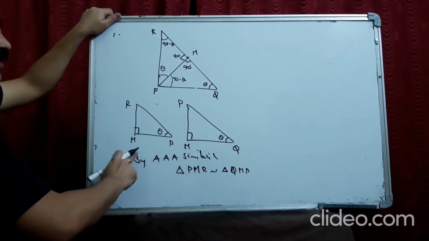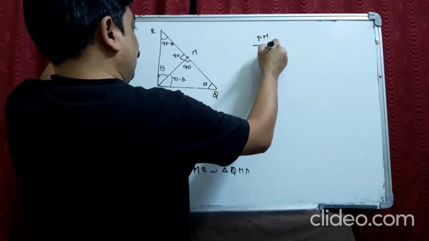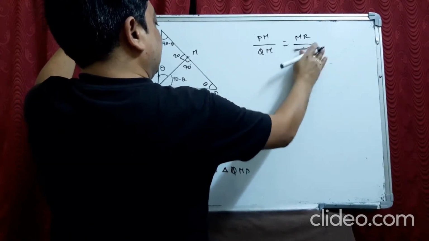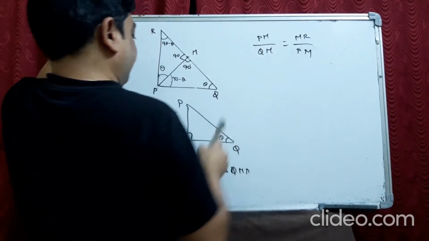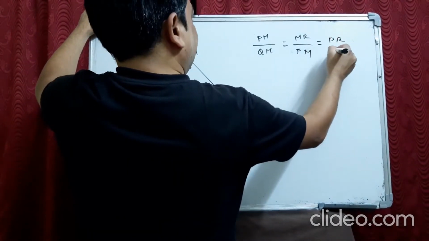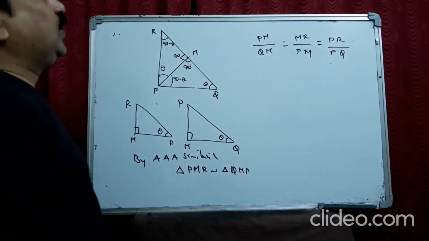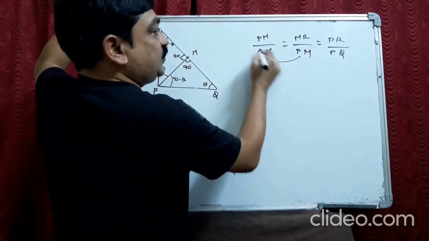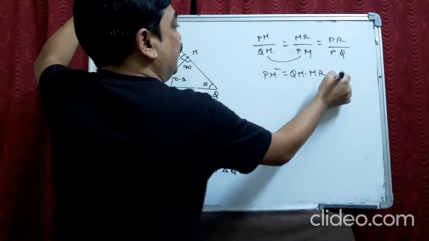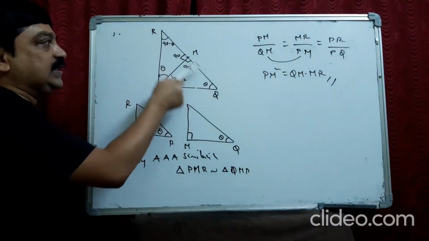Now when these two triangles are similar, let us compare the sides. PM by QM is equal to MR by MP, or MR by PM, is equal to PR by PQ. What did they ask us to prove? It should be PM square, QM and MR. So equate these two. When you cross multiply, PM square is equal to QM into MR. That's what we are asked to prove. Understand? Be careful when you are writing these thetas.